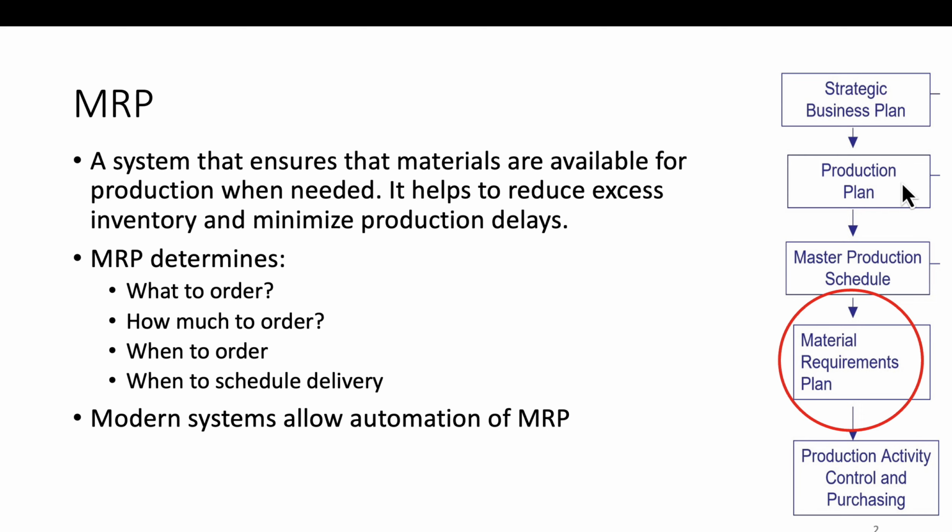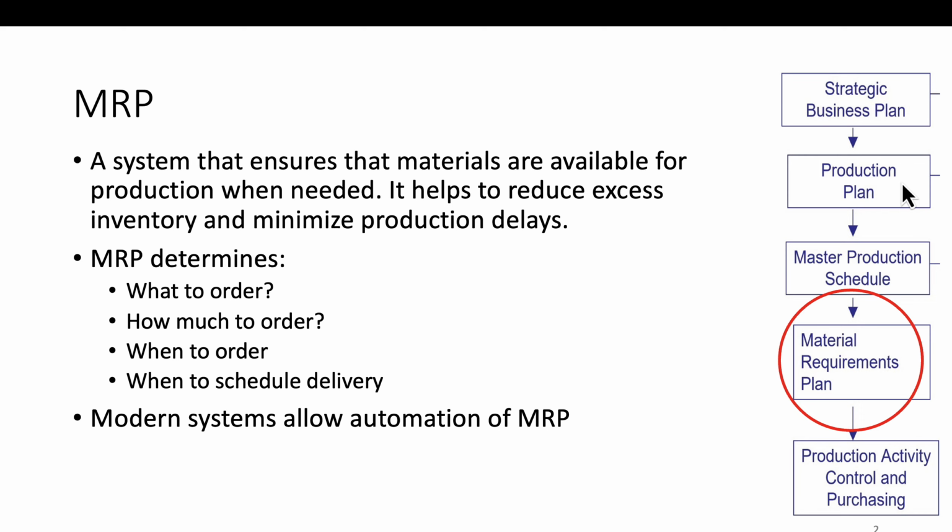In this video, I will discuss Material Requirements Planning or MRP. MRP is a system that ensures that materials are available for production when needed. The objective of MRP is to reduce excess inventory and minimize production delay. In other words, the objective of MRP is to streamline production processes.